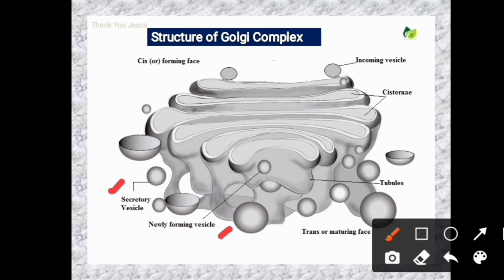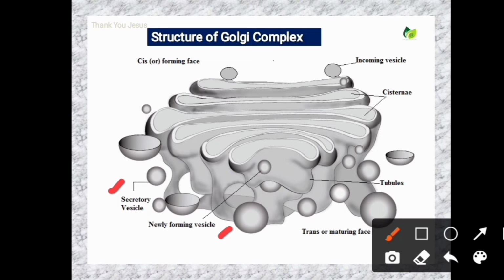Now coming to the next component, the tubules. See the picture. Tubules arise from peripheral areas of cisternae. Generally they interconnect the different cisternae. You will find tubules here.